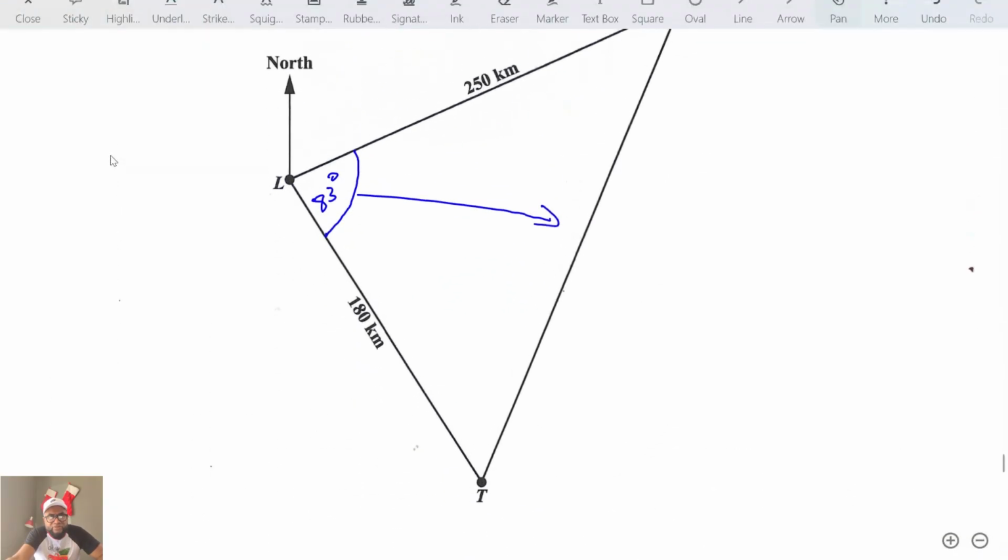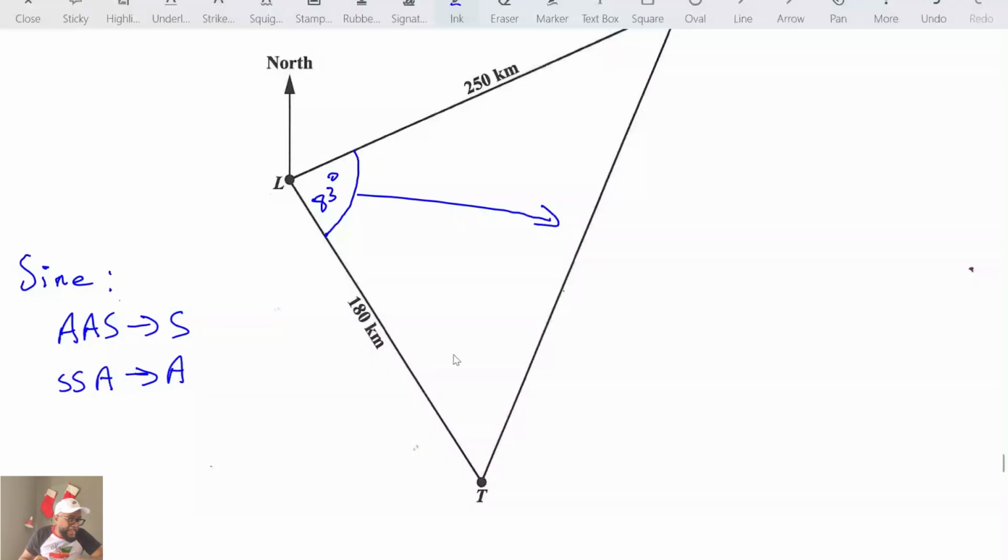Are we using cosine rule or are we using sine rule? Cosine, right? Now for sine, who can remember? Sine is when you have two angles, one side, and you want to find the next side. If you have two sides, one angle, and you want another angle, you use sine.